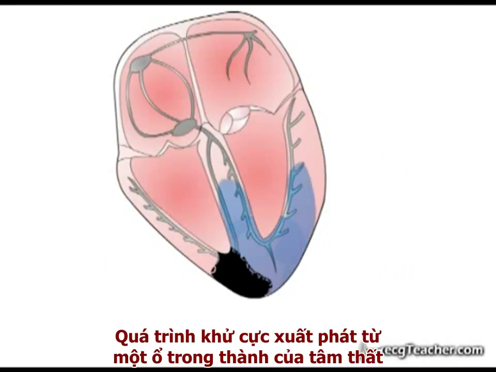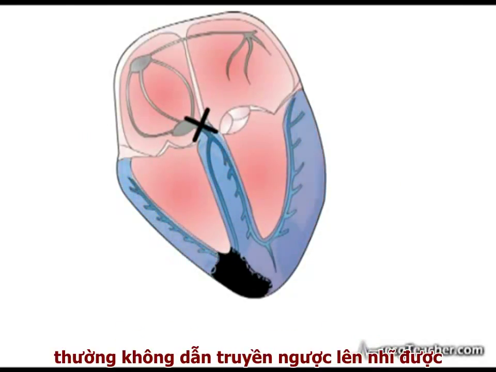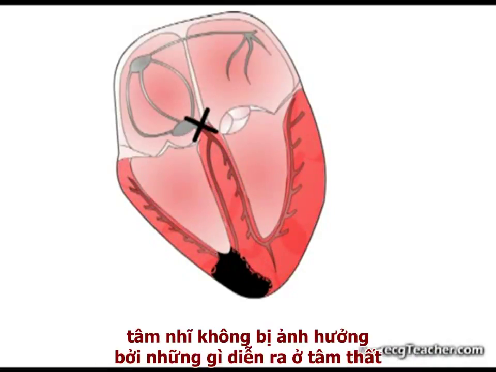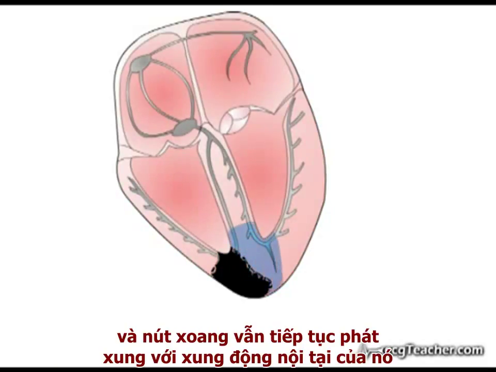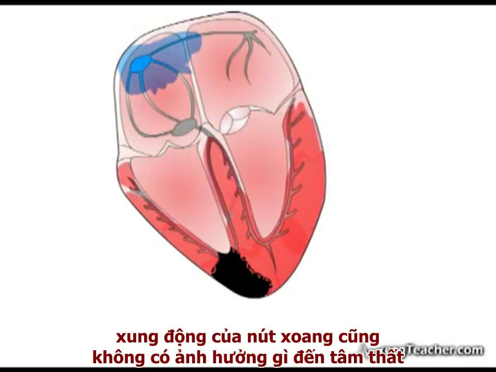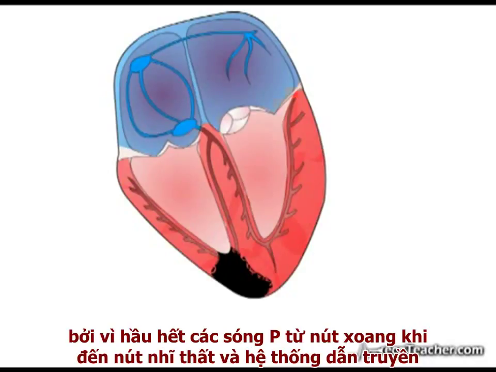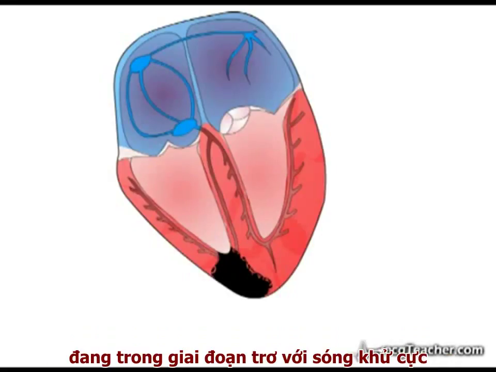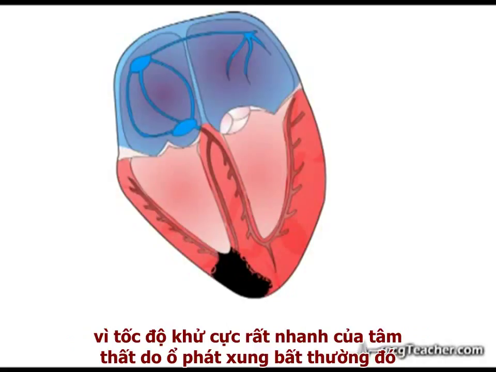Depolarization arising from a focus in the ventricle is not generally transmitted into the atria. Therefore, in VT, the atria may remain uninfluenced by events in the ventricles, and the SA node carries on discharging at its own inherent rate. Equally, the SA node discharges have no effect on the ventricles, as the great majority of P waves arriving at the AV node find the conducting system and ventricular muscle mass refractory to depolarization due to the rapid rate of discharge from the abnormal focus.